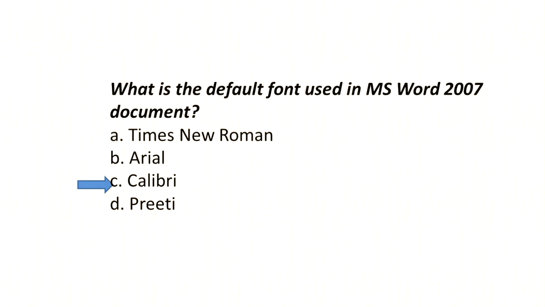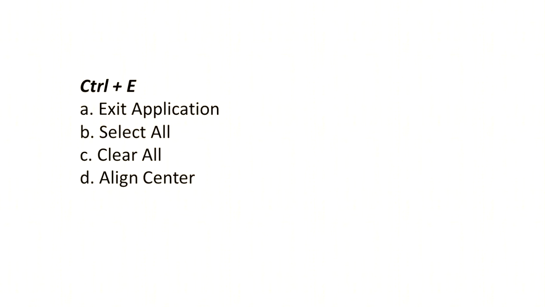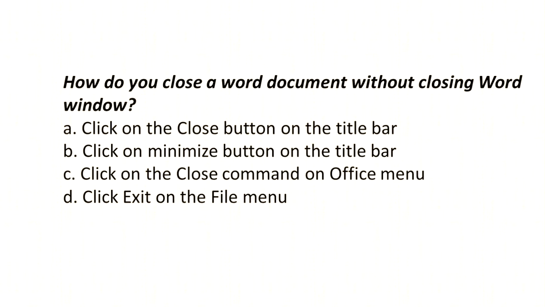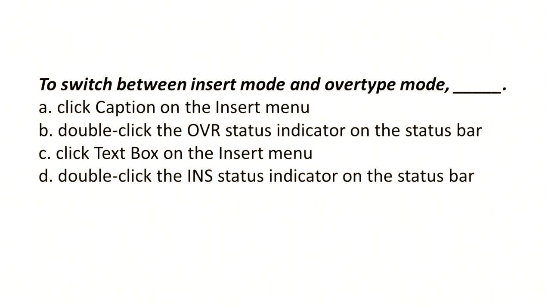Next, what is the default font used in MS Word 2007 document? Answer is Calibri. Next, Ctrl plus E is used for align center. Next, how do you close a Word document without closing the Word window? Click on the close command on Office menu. Next, to switch between insert mode and overtype mode, double click the OVR status indicator on the status bar.